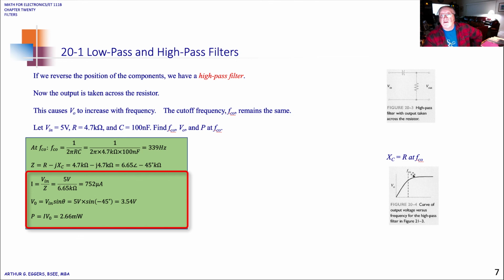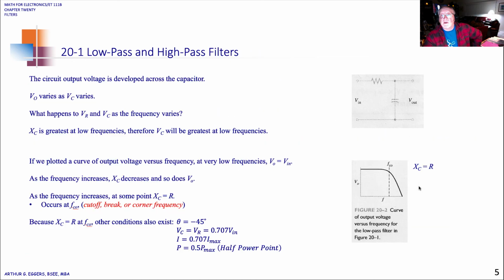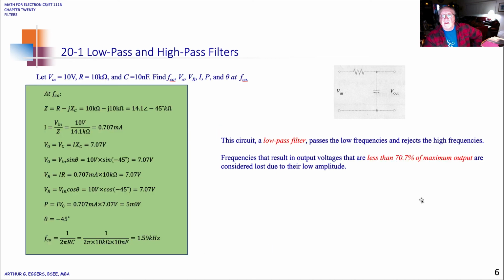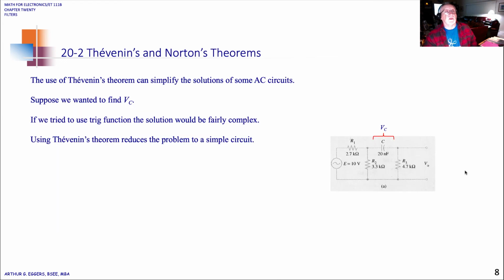So you notice our output looks a little different here from the original one. On the original one, notice how the curve drops off for a low-pass filter, and on the high-pass filter, it increases. So that is the curve of output voltage versus frequency for the high-pass filter that we just covered.